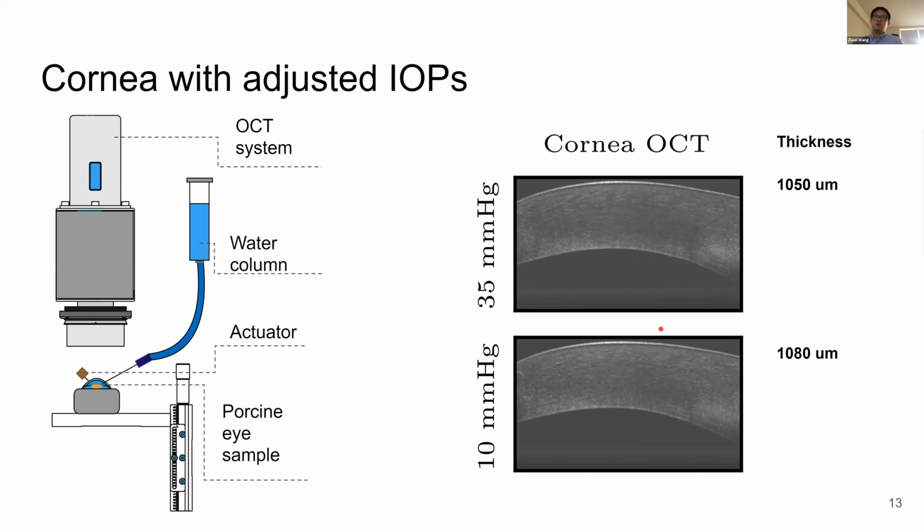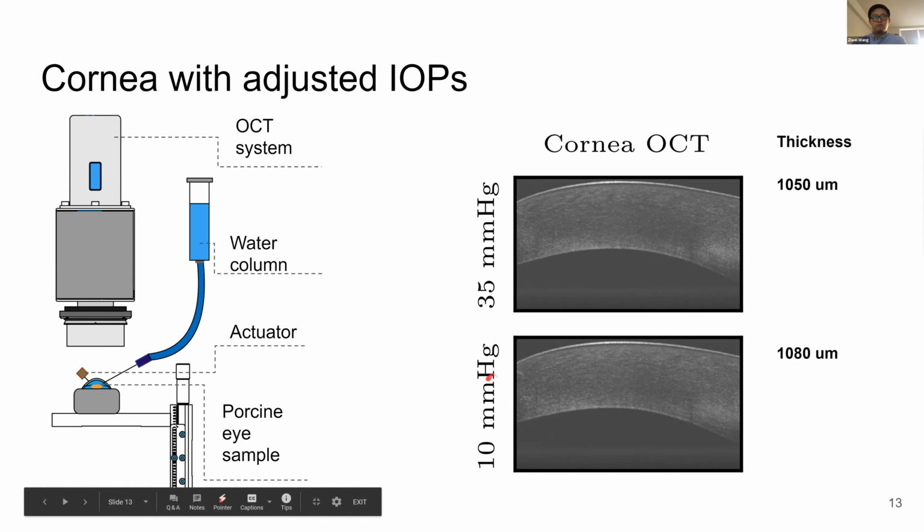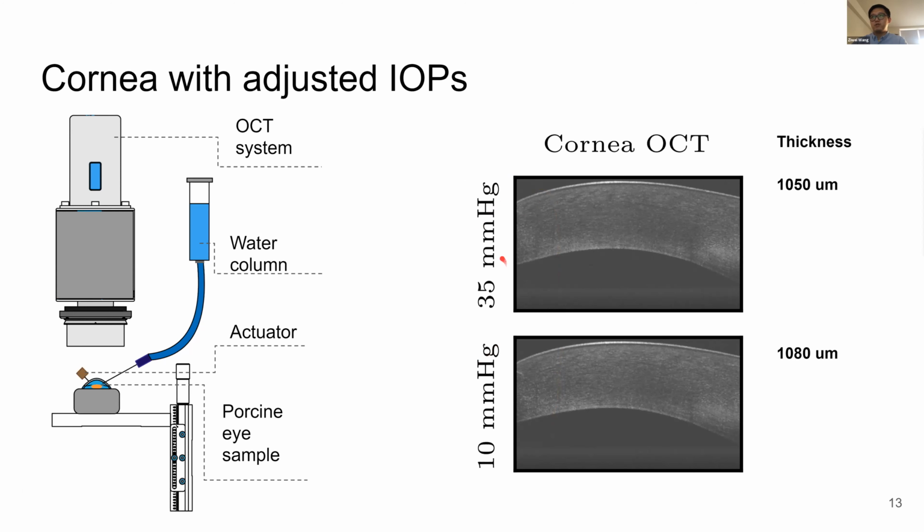So moving on to the corneal samples, we collected fresh pig eyes from the local slaughterhouse for our experiment. We insert a syringe in the eyes to control the pressure in the eye. The pressure was modulated from 10 millimeters of mercury to 35 millimeters of mercury, and this covers the range of the IOP in real eyes. We can see that the thickness of the cornea didn't change too much in this case.